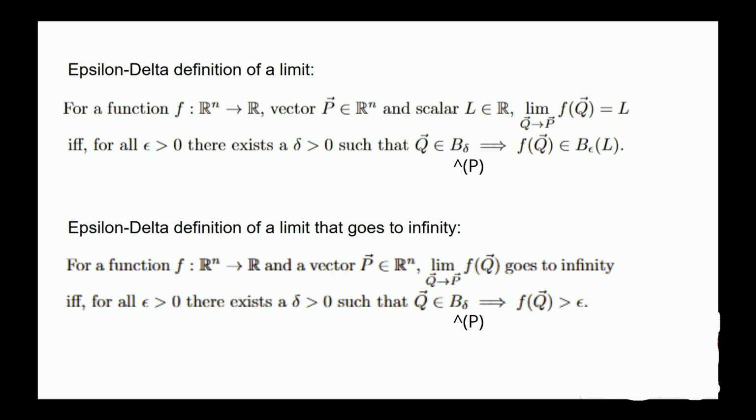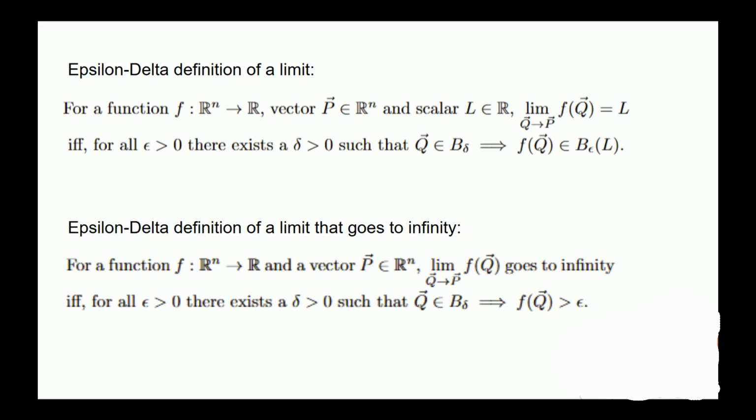So recall that to prove that the limit as q approaches p of f of q exists and is equal to some number L, we want to show that for any epsilon greater than 0, there exists a delta greater than 0, such that all q in the open ball of radius delta centered on p have the property that f of q is in the open ball of radius epsilon centered on L. Now this sounds really complicated, but it basically just translates to being possible for f of q to be as close to L as desired just by moving q closer to p.